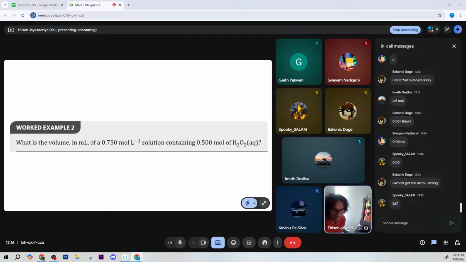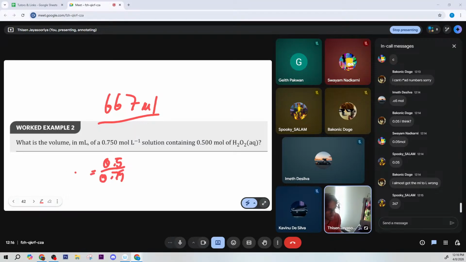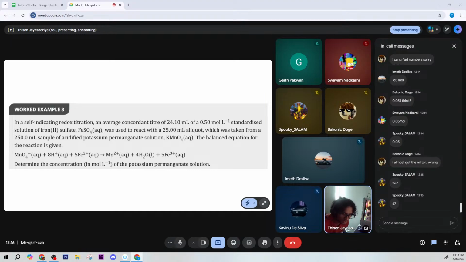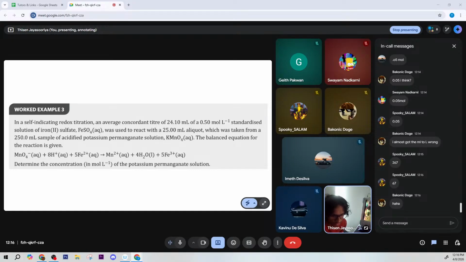Does no one else have an answer option here? Because here it's going to be 667 milliliters, right? Because it's going to be 0.5 divided by 0.75 equals V, which means V equals 0.666 recurring, which means we get 667 milliliters, because this one here is in liters. So this is one sort of calculation you'll be given.